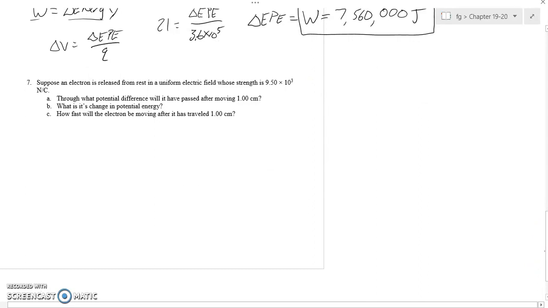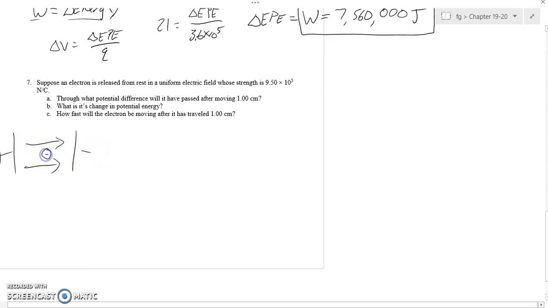An electron is released from rest in a uniform electric field. Strength is 9,500 newtons per coulomb. Through what potential difference will it have passed after moving 1 centimeter? Charge moving in an electric field, picture. Okay, so we're not told up, down, left, right, positive, negative. So like I said earlier, I usually just draw it to the right. It's my habit. So this is positive, this is negative.